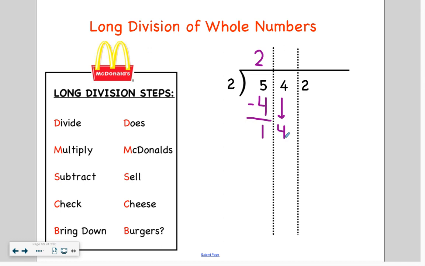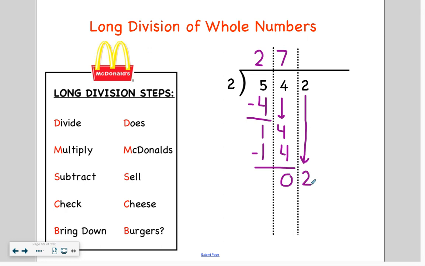Bring down the 4. We're going to start again. Divide. 2 goes into 14 how many times without going over? Goes in 7 times without going over. 7 times 2 is 14. Subtract. 14 minus 14 is 0. Now we have another number to bring down. So we have to bring that 2 all the way down here.